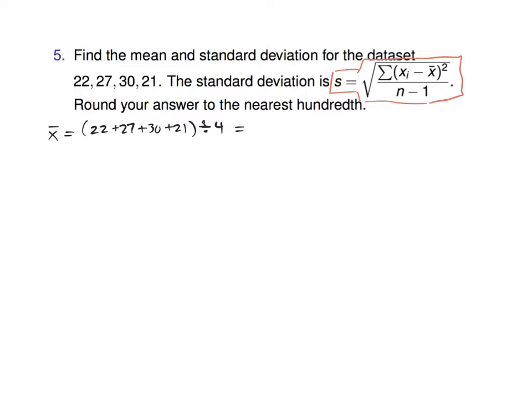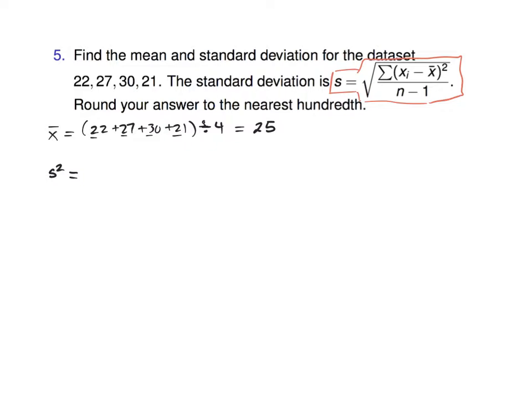Did you guys get 25? Or are you still punching away? Is it okay with that? Yeah, okay, all right, great. Now, I think the way to find the standard deviation is actually first to find the variance, which is s squared, and then square root at the end.